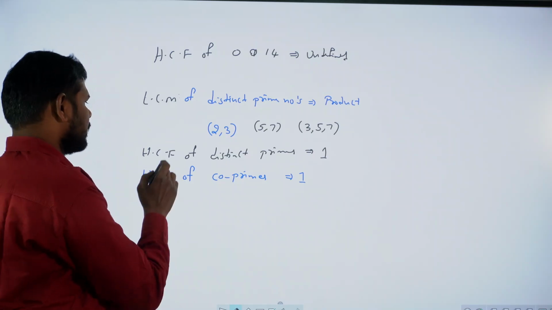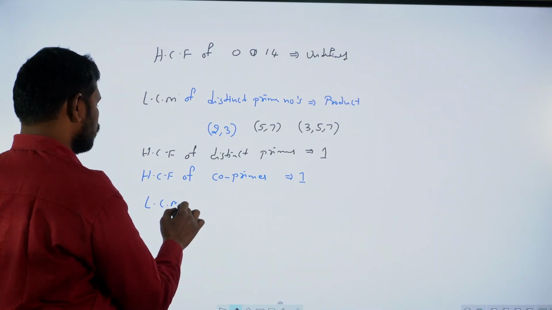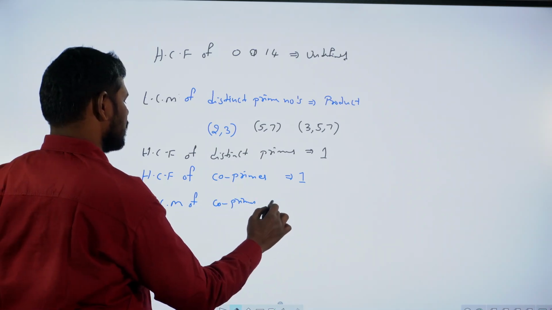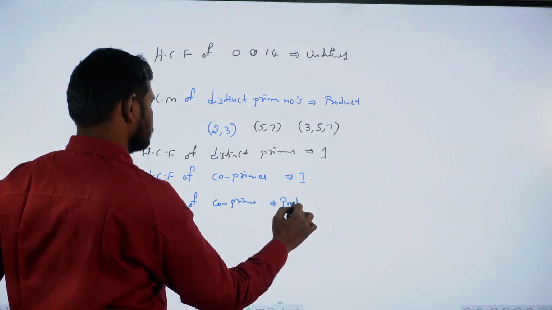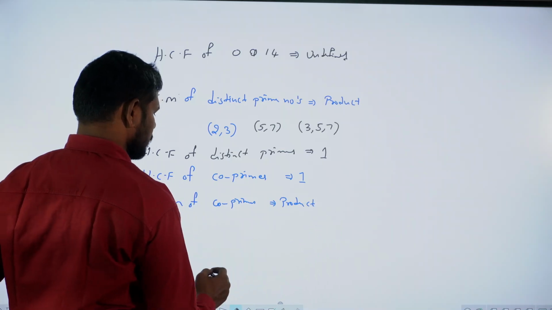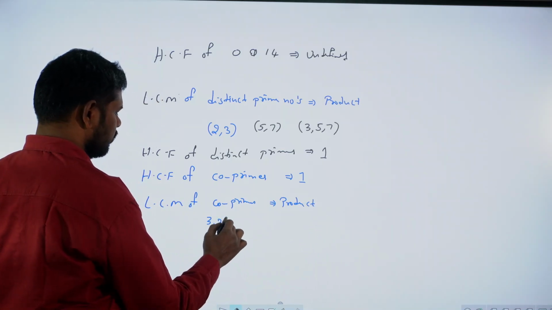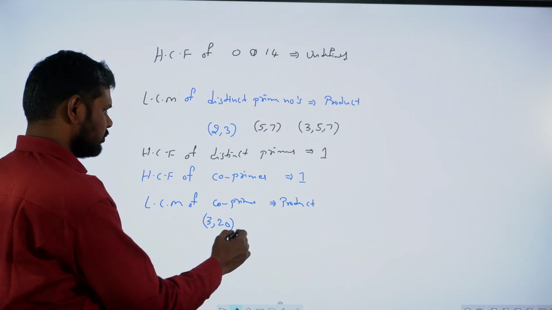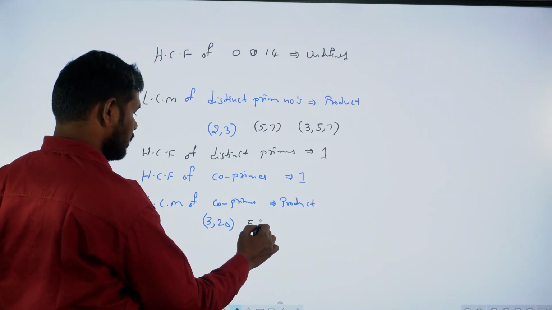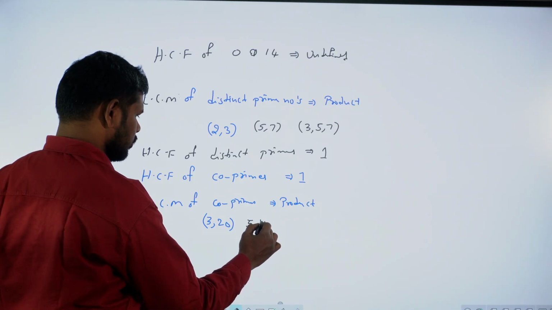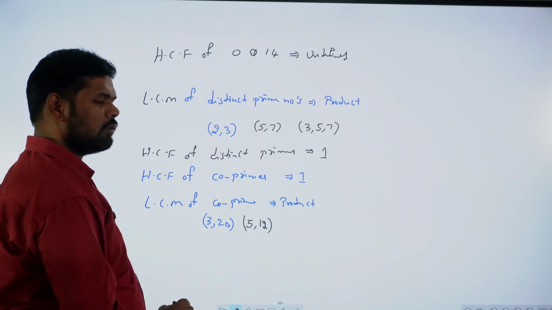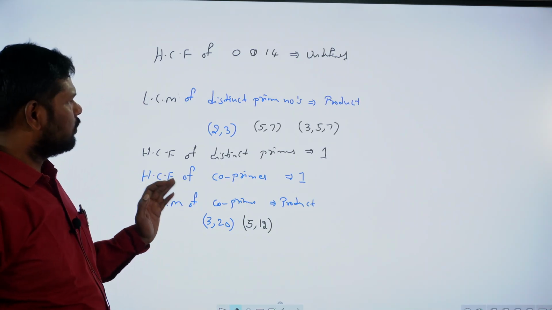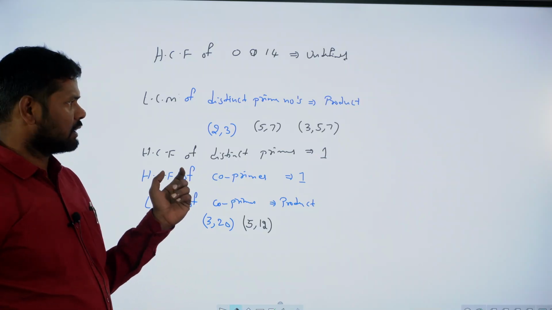Not only distinct prime numbers, the LCM of coprimes is also their product. Suppose 3 comma 20. 20 is not a prime number. 3 into 20, 60 is the LCM. Take 5 comma 12. 12 is not a prime. 5 into 12, so 60 is the LCM here. So this can also be helpful to solve some problems.